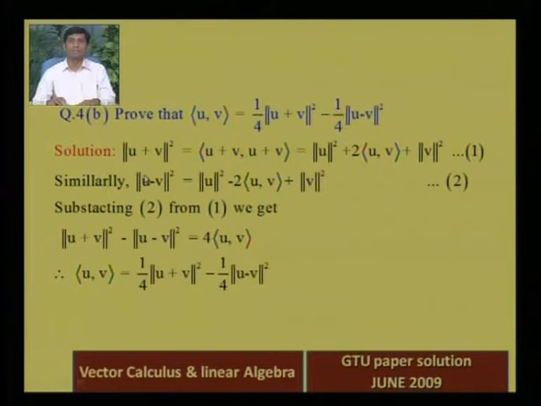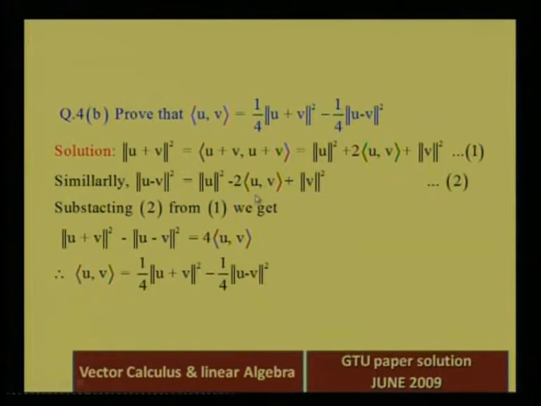Solution: norm of u plus v, whole squared, is equal to the inner product of u plus v with u plus v. When we distribute this, we get norm u squared, right? This is in fact the inner product of u with u. So this is equal to norm u squared plus 2 times the inner product of u and v plus norm v squared, right? And similarly norm of u minus v, whole squared, is equal to norm u squared minus 2 times the inner product of u and v plus norm v squared.